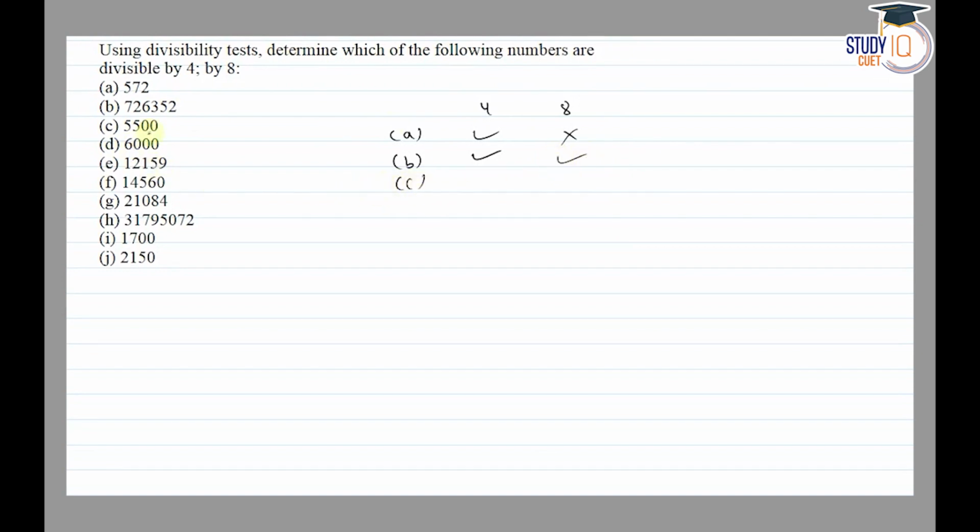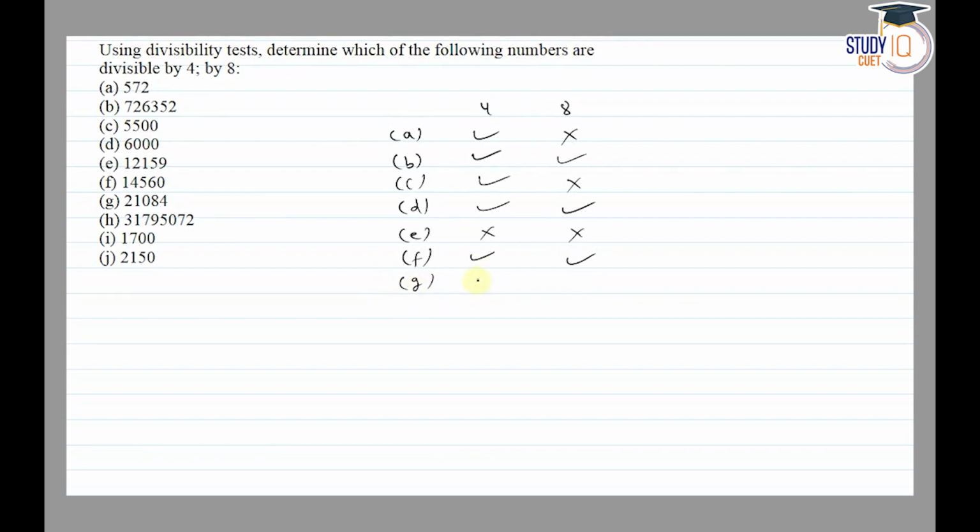C. 00 is divisible by 4 but 500 is not divisible by 8. D. 00 is divisible by 4 and 000 is also divisible by 8. E. 59 is not divisible by 4 and 159 is also not divisible by 8. 60 is divisible by 4 and 560 is divisible by 8.